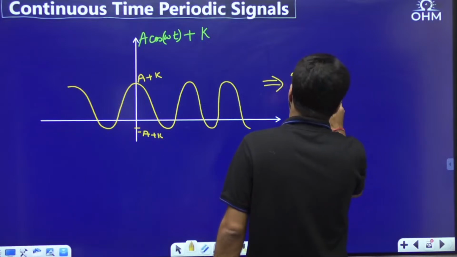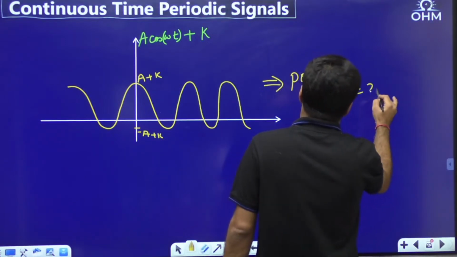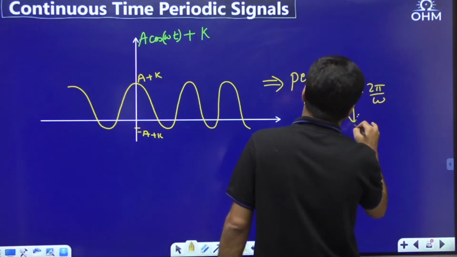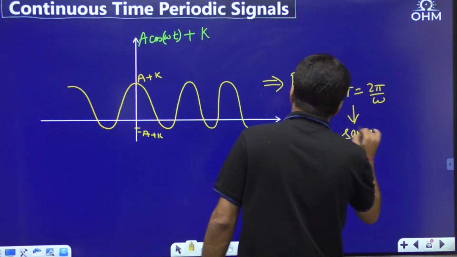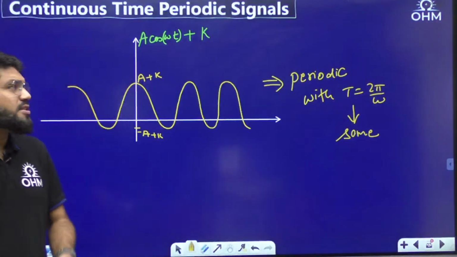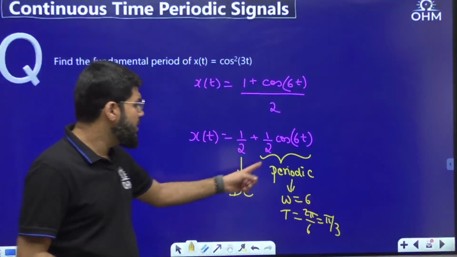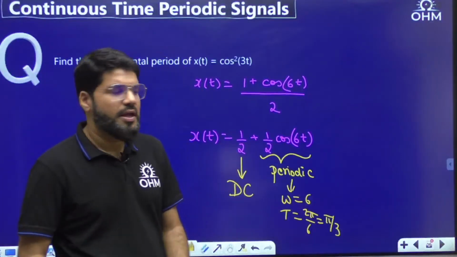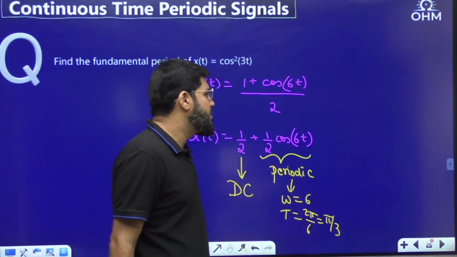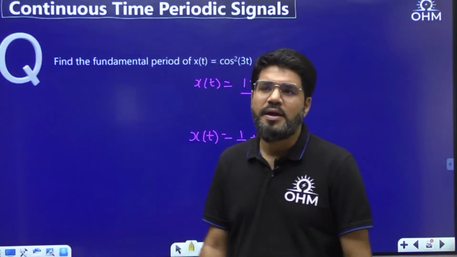Periodic with the same period, that is 2 pi by omega. This period remains the same. The signal will be periodic with the period of a cos omega t. So what is the omega here? 6. And hence the period is going to be pi by 3 only.